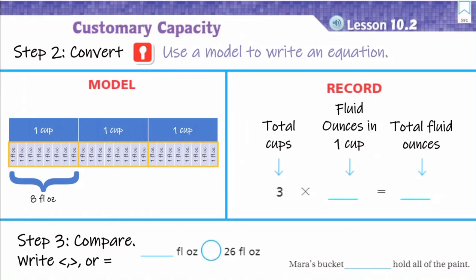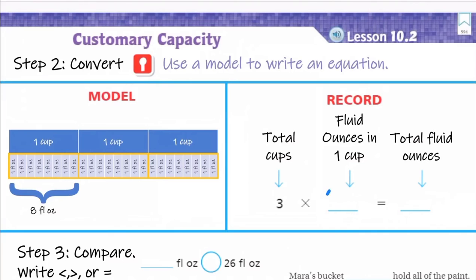But we're going from a larger unit, like cups, to ounces. So we know that there's 8 fluid ounces in 1 cup. So you'd write down here in this equation, 3 times 8 is 24. There should be 24 fluid ounces. Okay, now we're going to compare to Mara's 26 fluid ounce bucket. Right, so we're going to take this 24.